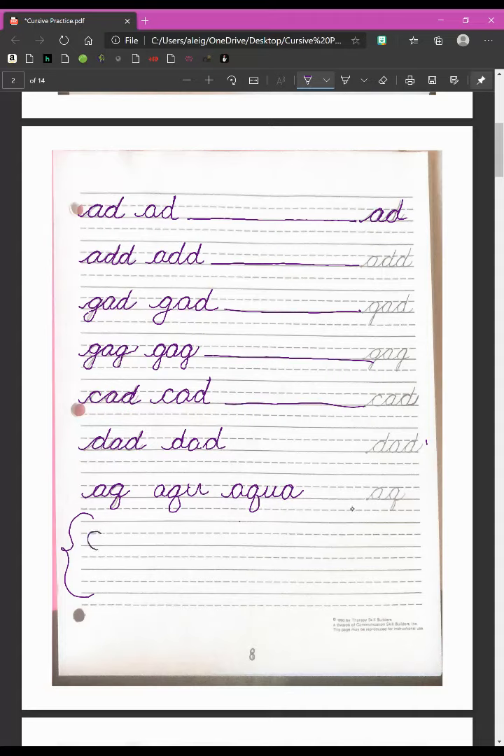Down here, you have a challenge. Write 3 words using any of the letters up here that you know. You could do aqua, like I showed you. Dad would be another great one. You could even just make up words, just with the letters we know.